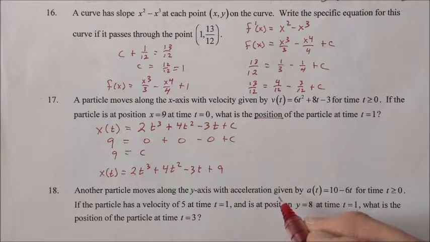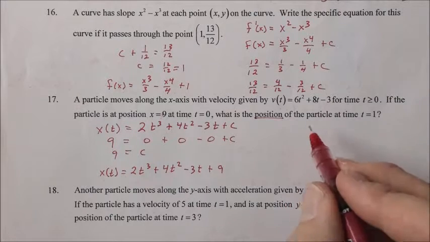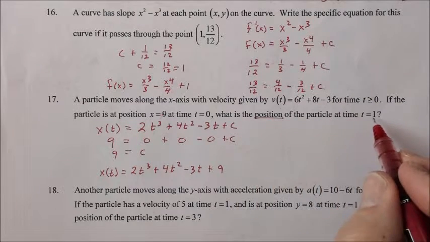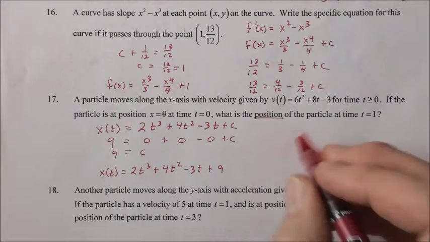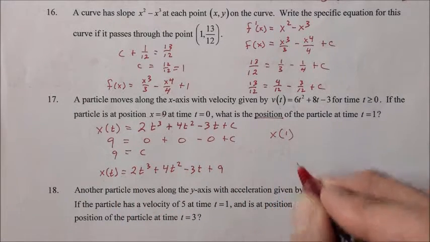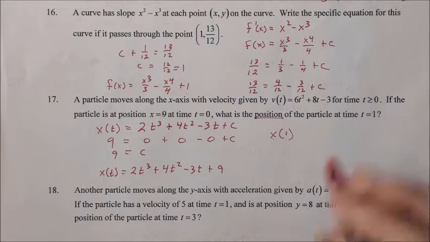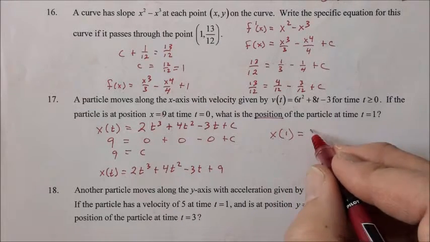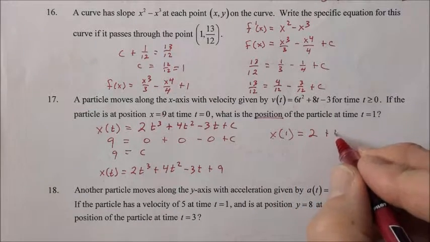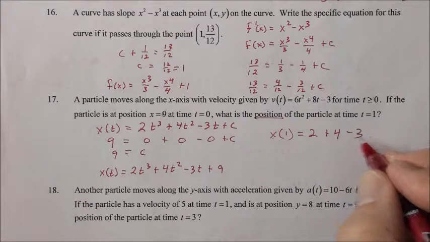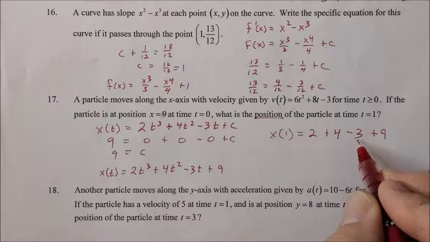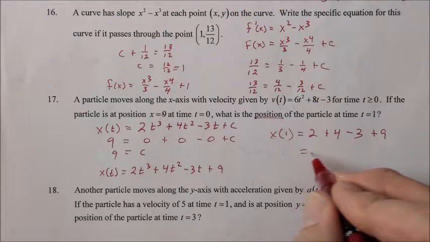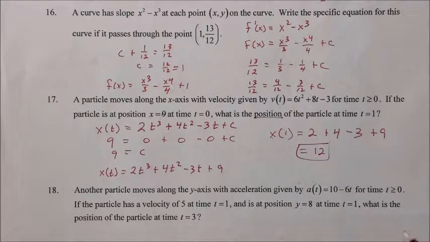We need to be careful, though. We are not done, because we're asked to find the position of the particle at time t equals 1. Now that we know our entire specific position function, we can find the position at t equals 1. So by plugging in 1, we have 2 times 1 plus 4 times 1 minus 3 times 1 plus 9. 2 plus 4 is 6, minus 3 is 3, plus 9 is 12.